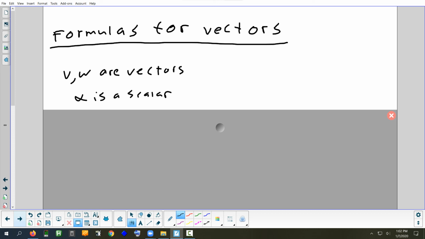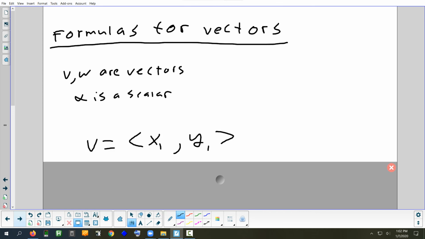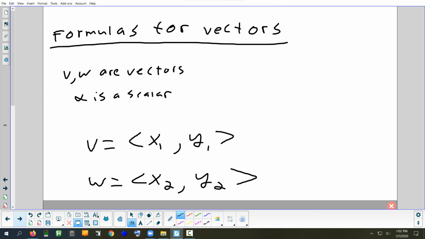Yep. Well, that's longer. So longer, shorter, or it could flip direction if the scalar was what kind of number? Negative. Right? So, first thing we're going to look at is how we would add those two vectors up.